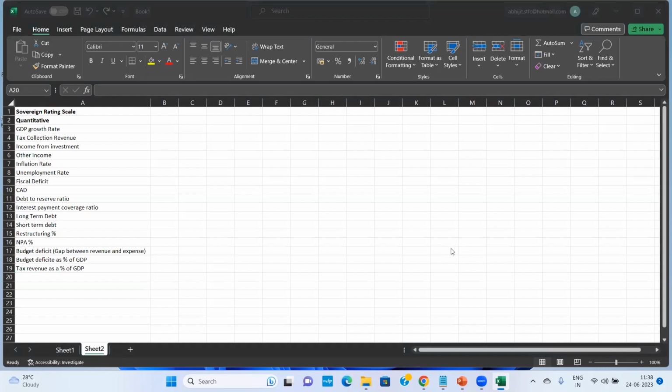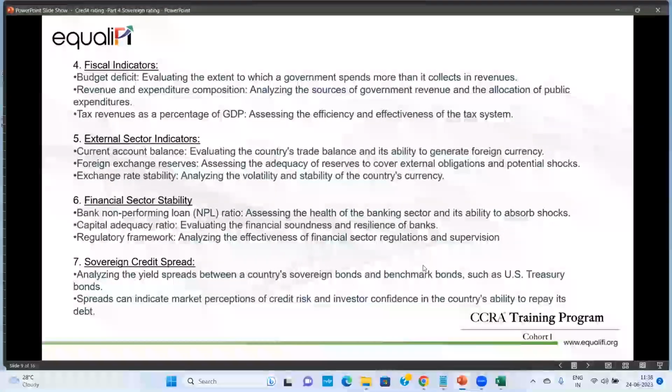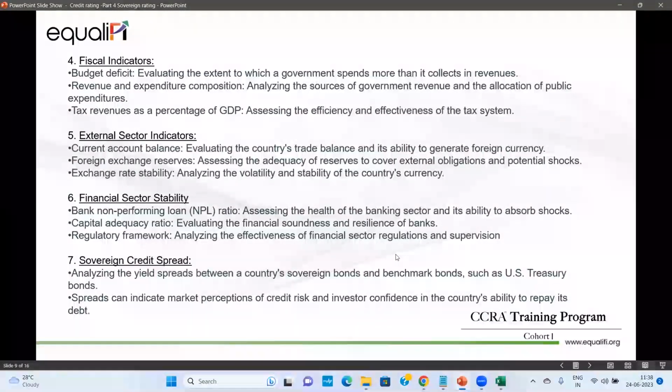So short-term debt is basically the debt which you have to repay in this financial year. So it's an immediate liability. It's an immediate liability which you need to clear off this year, right? Okay.